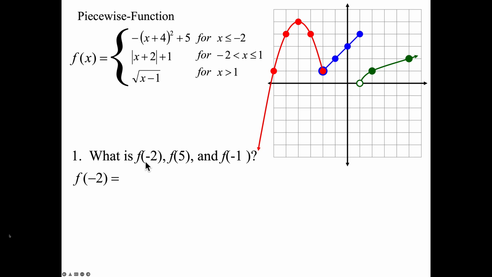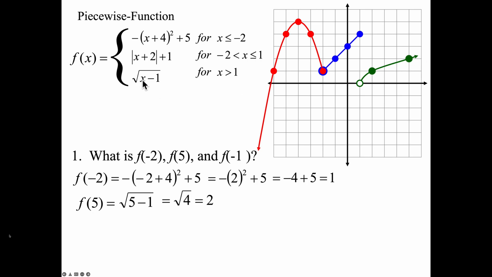Don't get me wrong, you can still plug it in. -2 is less than or equal to -2, we plug it in and we crunch the numbers. You get the 1, just like we said. Take the 5, plug it into this function, the green function. 5 minus 1 is 4, the square root of 4 is 2. Or just read it off the graph.